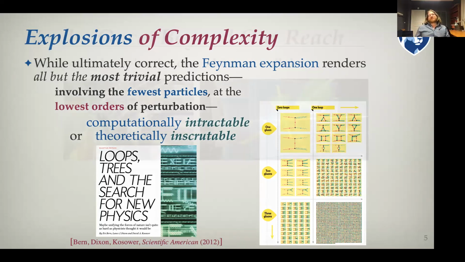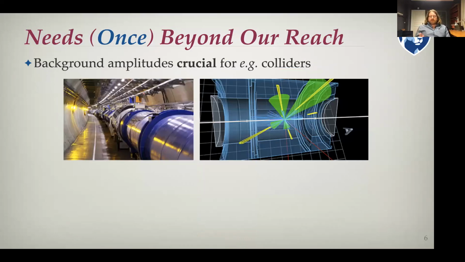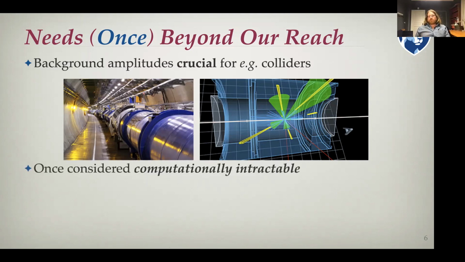in collider physics. This kind of event, which has two particles come in, two gluons, and creates four jets, happens millions of times a second at the LHC. It's a very important background. And these kinds of predictions were literally viewed as computationally intractable, hopeless.